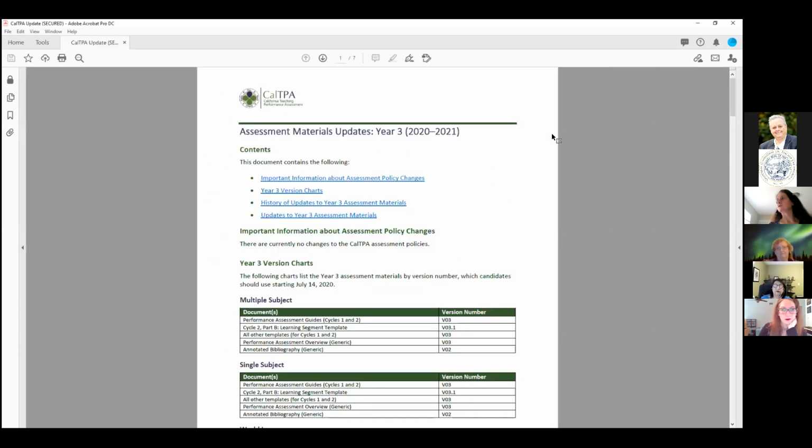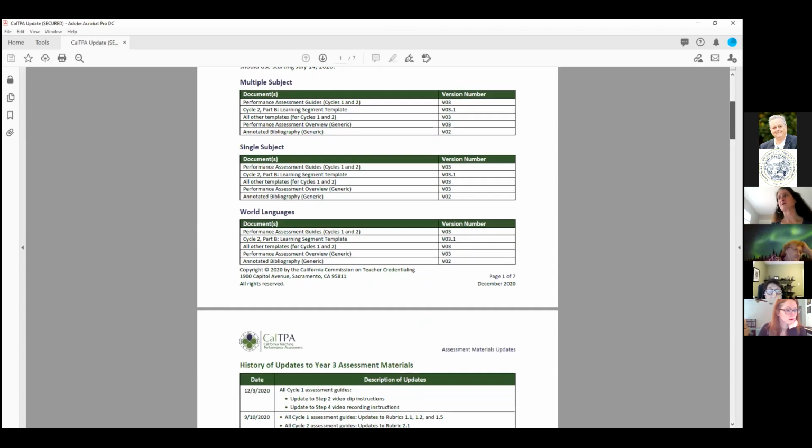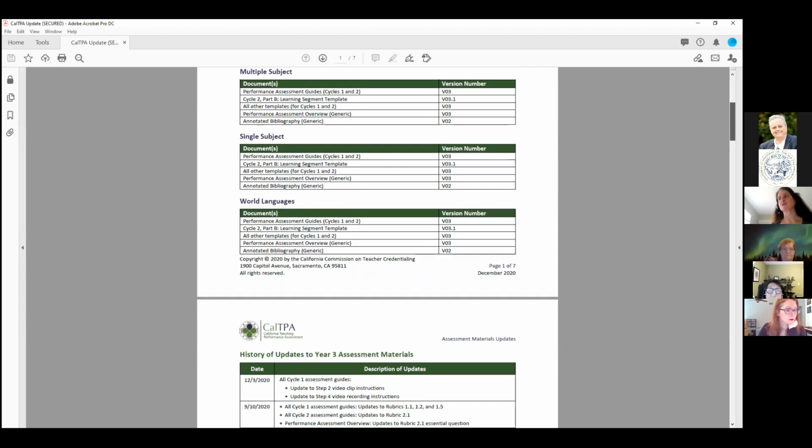All right. So I'll go through this briefly. The update document is broken up into sections. The first section is a current list of which version of each of the documents, the performance assessment, all of the templates, and other associated documents, what version we're currently using. And as you can see, we are still on version 3 for most of the documents, multiple subject, single subject, and world language.